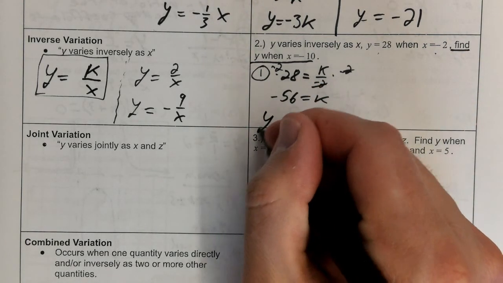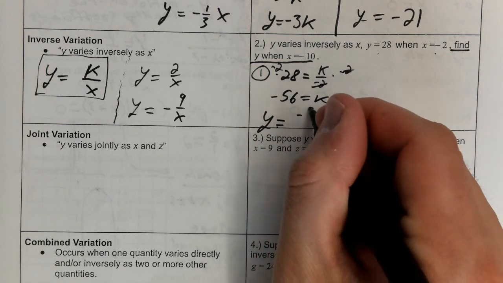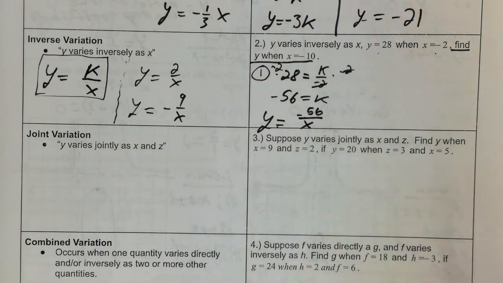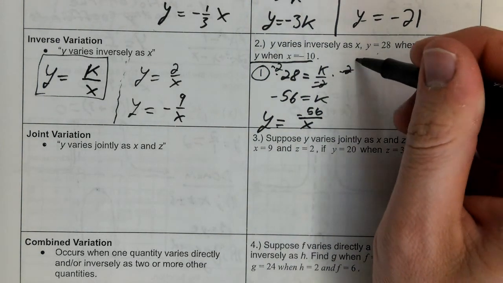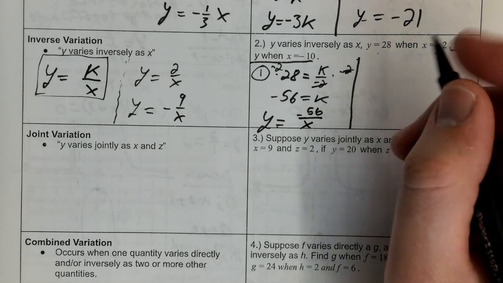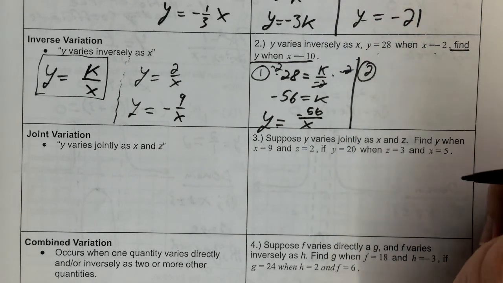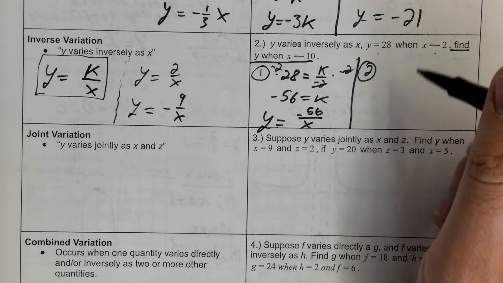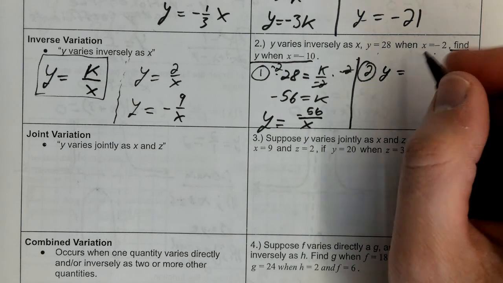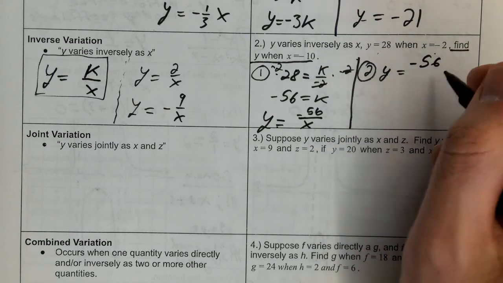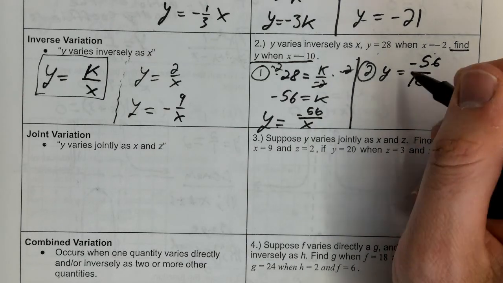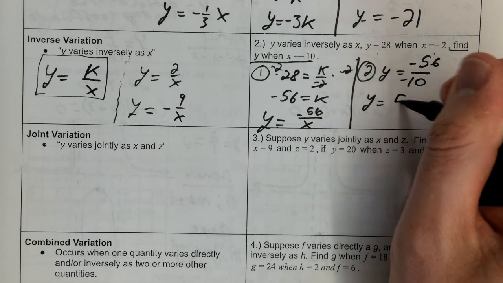That lets me get the equation then. The equation is y equals negative 56 over x. All right, so I'm close. Now I just need to do part 2. Part 2 is actually plugging the number in and solving. So I'm going to take y equals negative 56 over x, and I'm going to plug in x, so negative 10. So negative 56 over negative 10, and I end up with y equals 5.6.